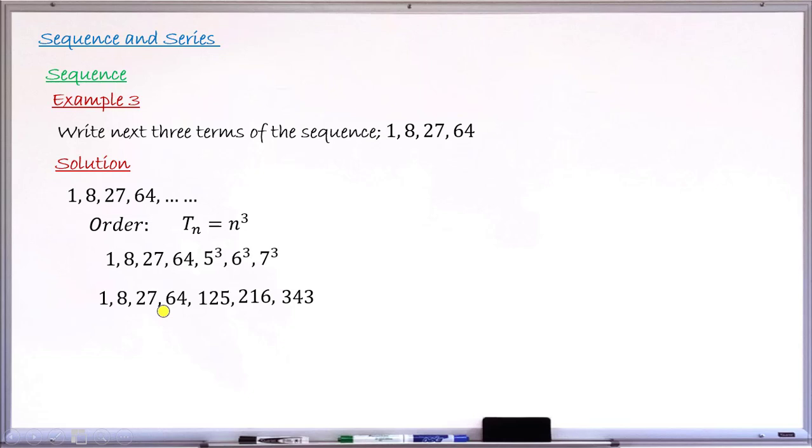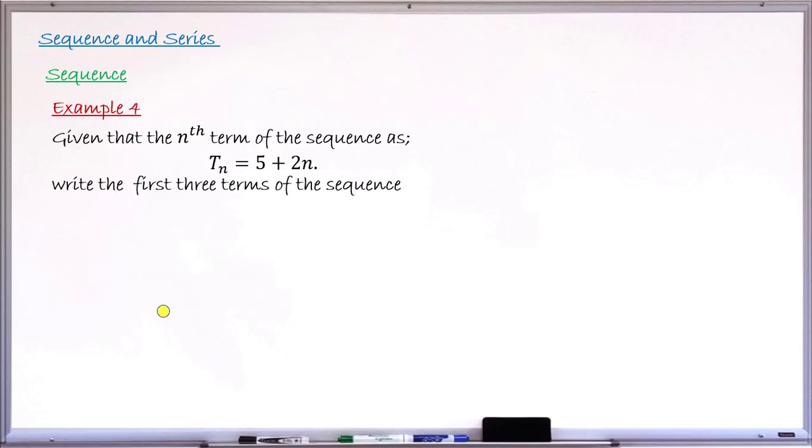Let's just move and take more. Example number 4 says, given that the nth term of the sequence is given by this formula, that is, the term at any position n is given by 5 plus 2n. So you now substitute n by the position there, and simplify.